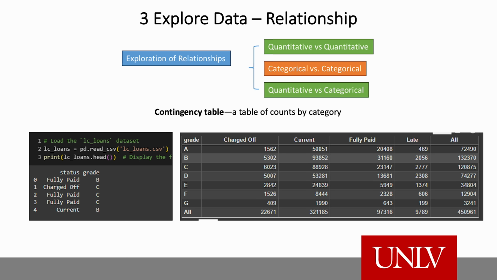Now, we explore how to summarize the relationship between two categorical variables. A common tool for this is a contingency table, which shows the counts for every combination of categories. Here is an example from Lending Club data, where loans are assigned a grade from A to G, and each loan has an outcome such as fully paid, current, late, or charged off. This contingency table helps us quickly see how often each grade appears with each loan outcome. It provides a structured way to examine whether the categories of one variable are associated with categories of another.